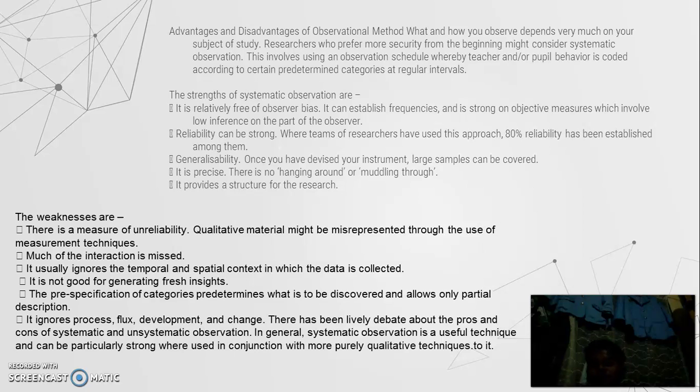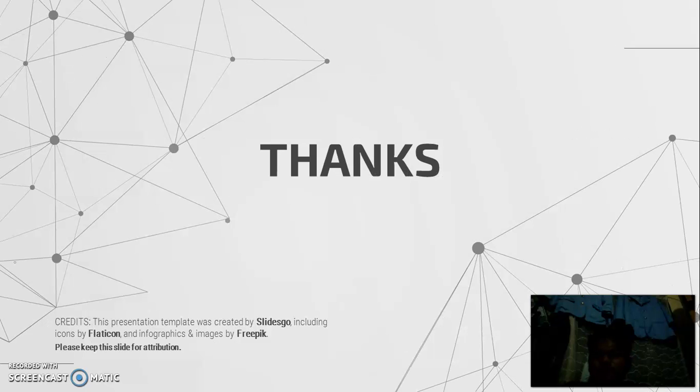And the weaknesses are, first, there is a measure of unreliability. Qualitative material may be misrepresented through the use of measurement techniques. Second, much of the interaction is missed. It usually ignores the temporal and spatial context. It's not good for generating fresh insight. The pre-specification of categories predetermines what is discovered and allows only partial description. And the last, it ignores process, loops, development, and change.